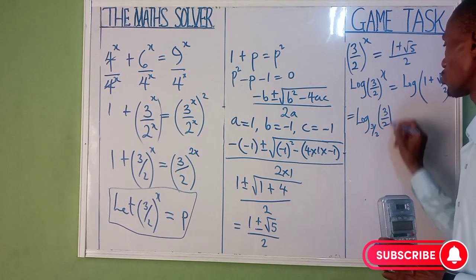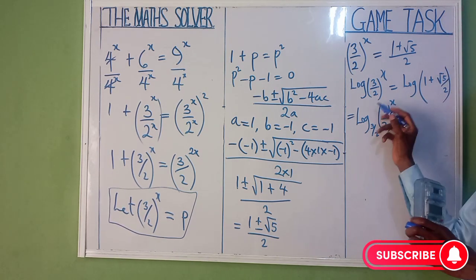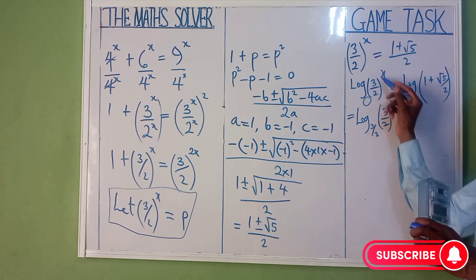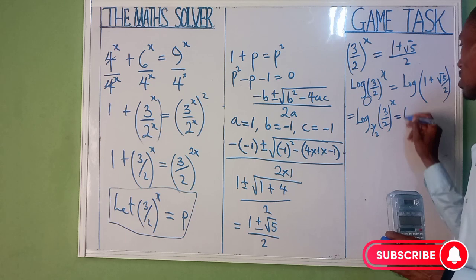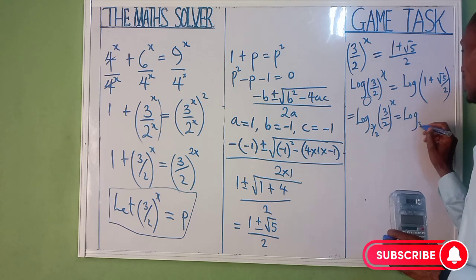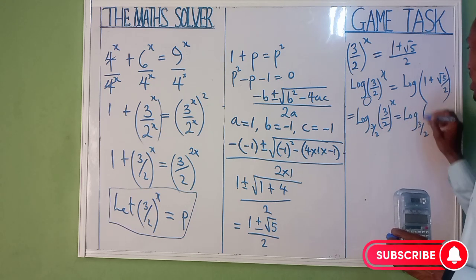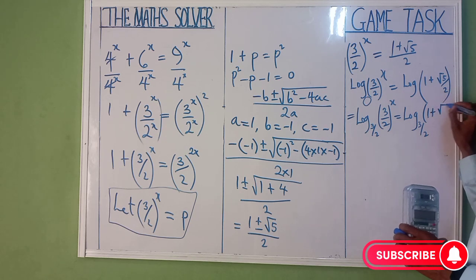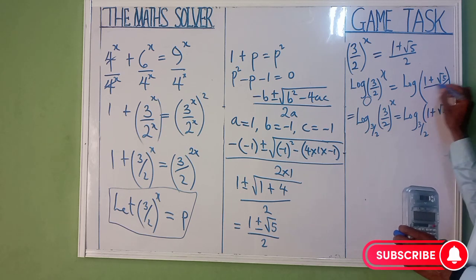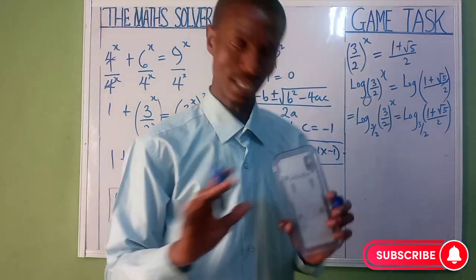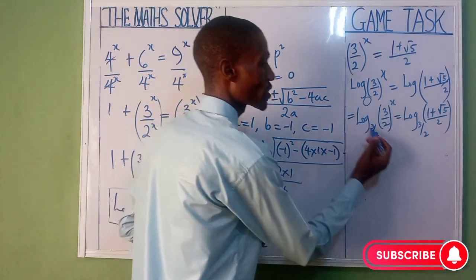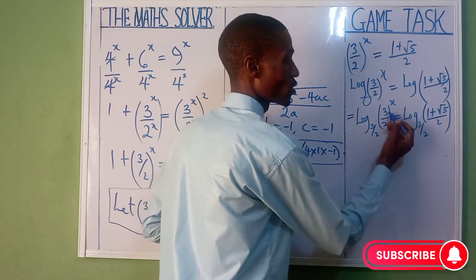We are going to apply it to both sides. Because of this, 3 over 2 is going to be turned to our base, because we want to have x equal to log base 3 over 2 of (1 plus root 5 divided by 2). Very good. Let's continue. Now, log 3 over 2 and log 3 over 2.